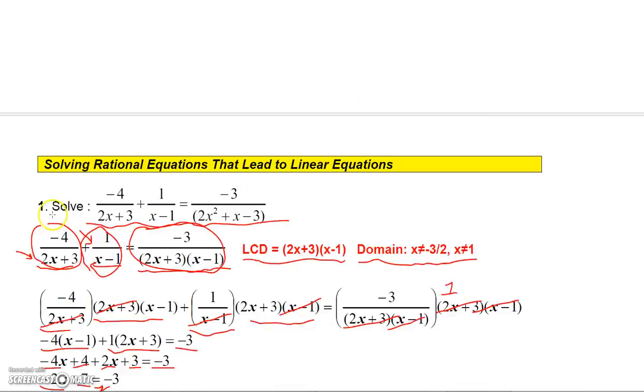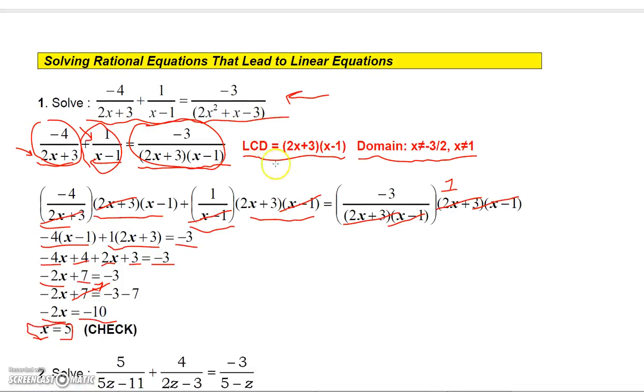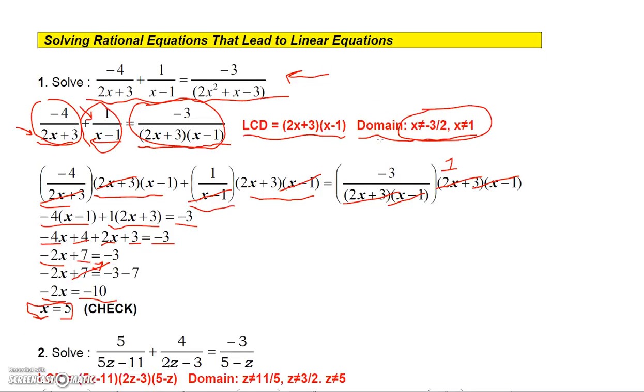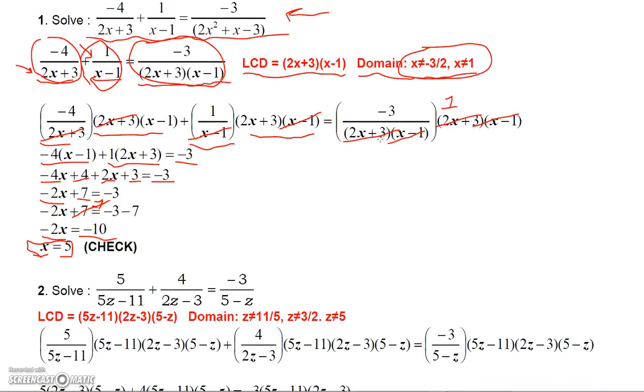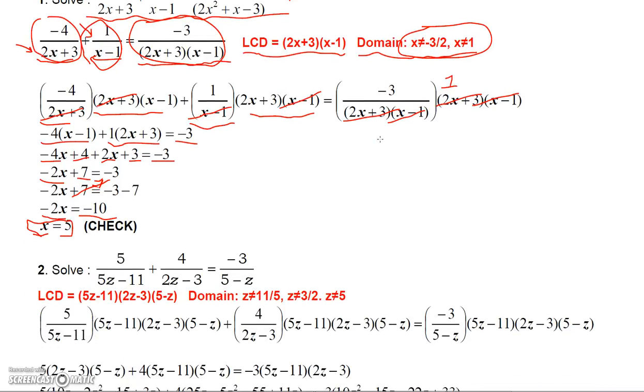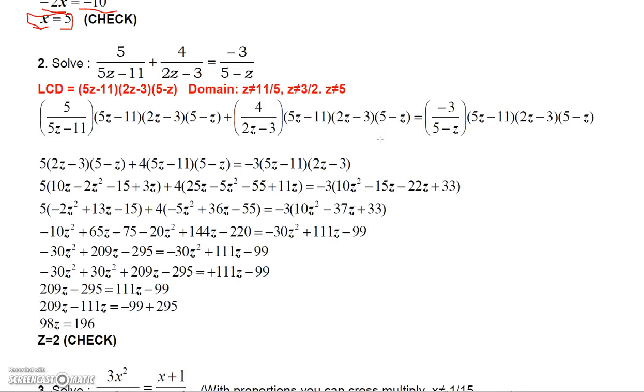Now you can check this way back up here if you want to, but the main thing is we want to make sure that our answer didn't give one of these two numbers, because those are numbers that cannot be used. And since 5 is the answer and it's not negative 3 halves or 1, then our answer is a legitimate answer.